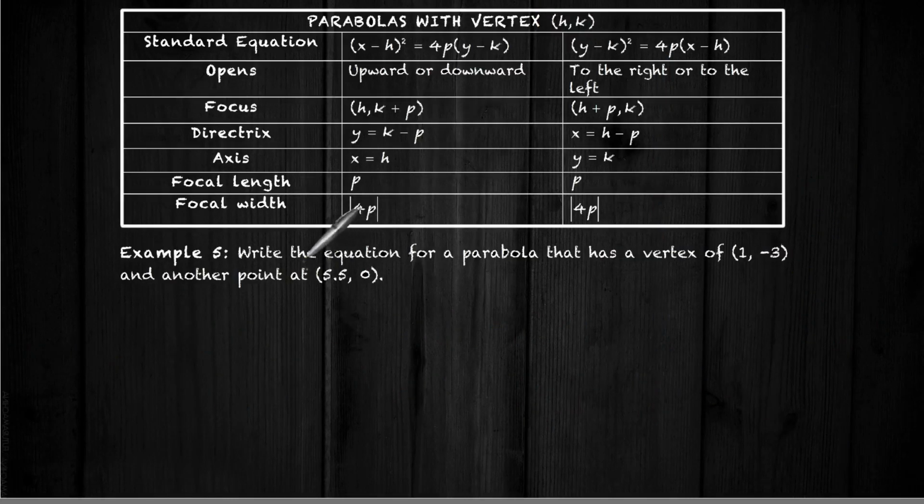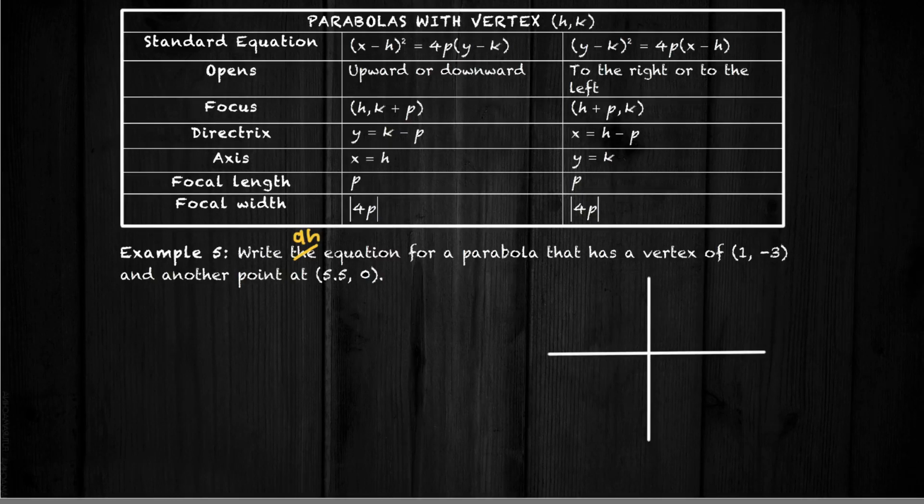Okay, in this last example, it says write the equation, and I'm going to change that. It should say write an equation for the parabola that has the vertex 1, negative 3, and another point on that parabola of 5.5, comma 0. Notice they don't tell you whether the parabola opens right and left or up and down. So this is where you have a choice. And so let's just kind of draw this out here.